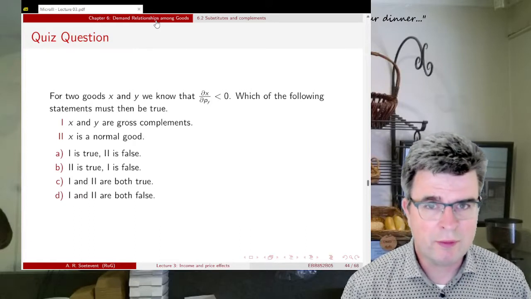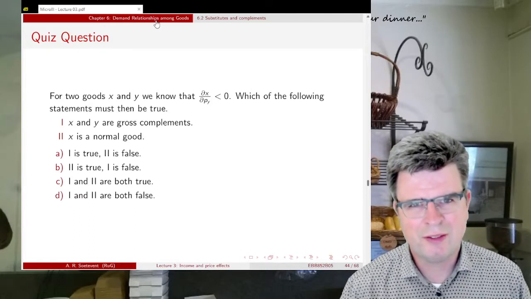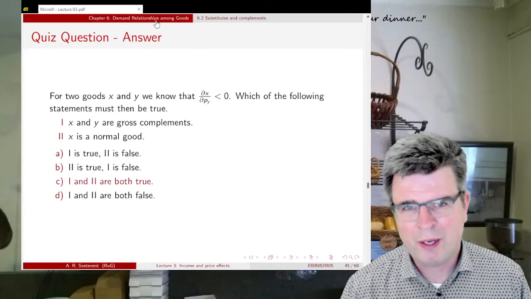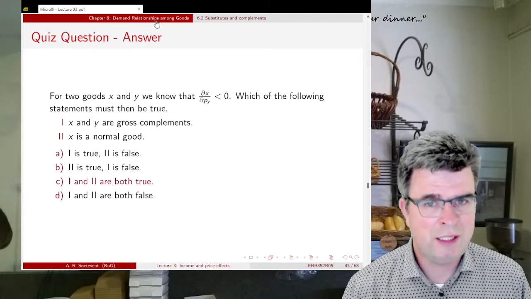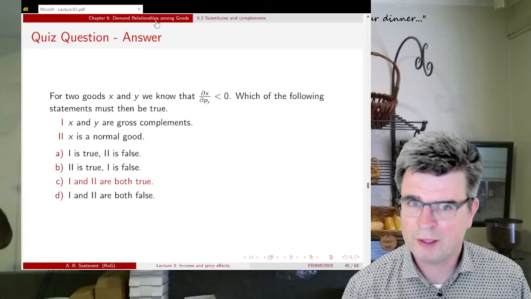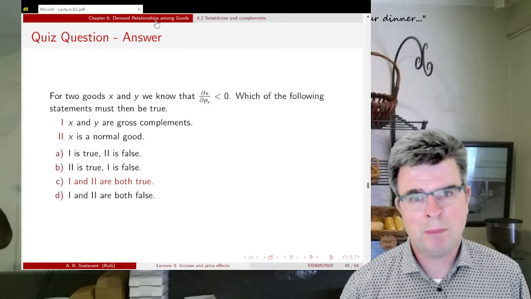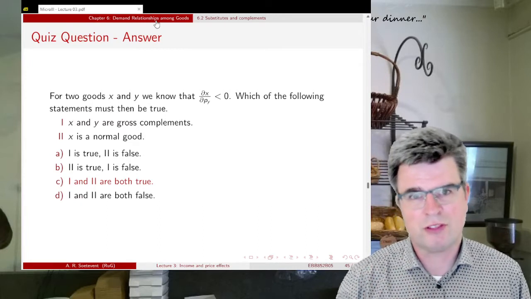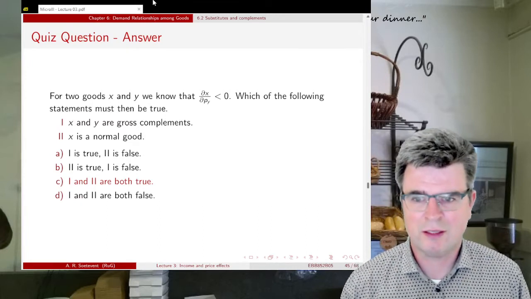Okay, if you paid attention so far in this lecture, then you will have found that answer C is the right answer. If now you are puzzled and you don't know why answer C is the right answer, then maybe you should return to the previous slide, and that contains exactly the answer.